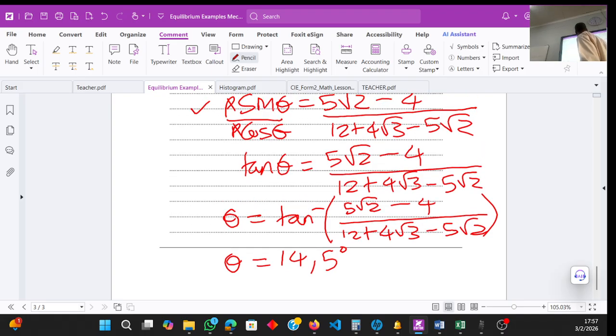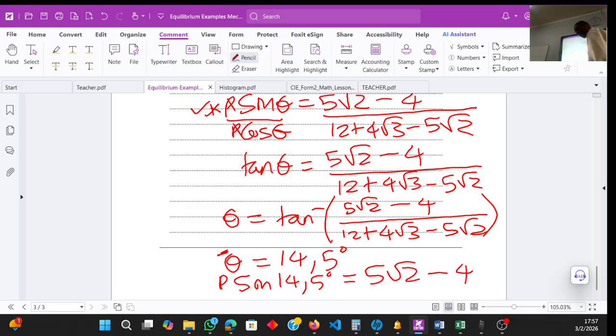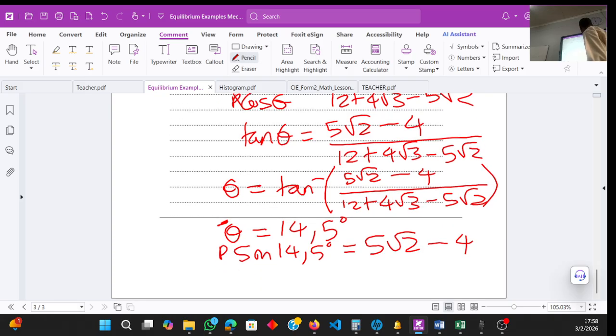So when I bring it, this will be the picture. We are saying P sine theta, because I'm dealing with this equation, but theta is not on here, so we are now substituting it. P sine 14.5 is equal to 5 root 2 minus 4. So when I make P the subject of the formula, I'll be dividing both sides by sine 14.5 degrees, so this side cancels.